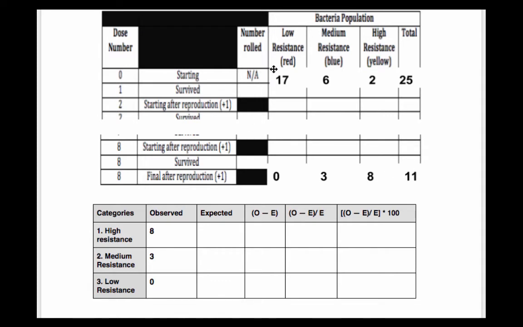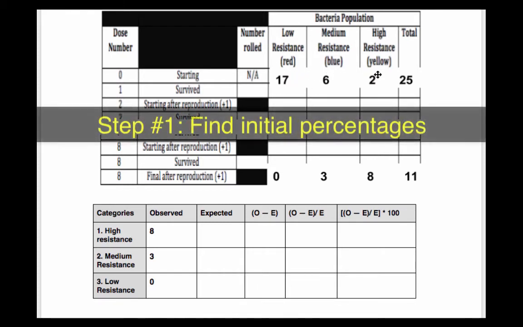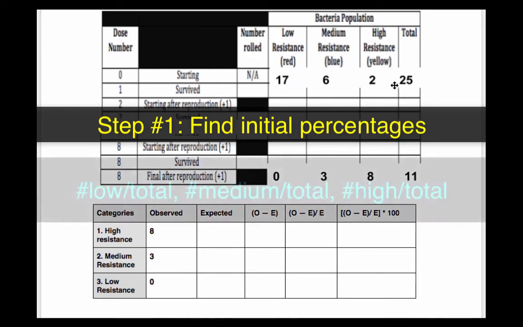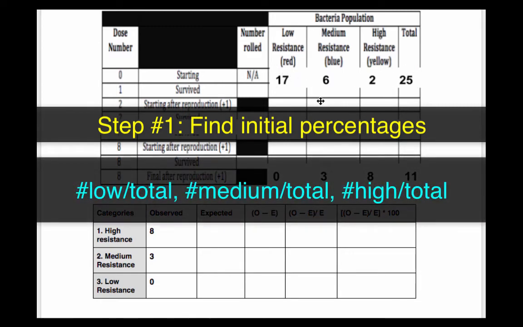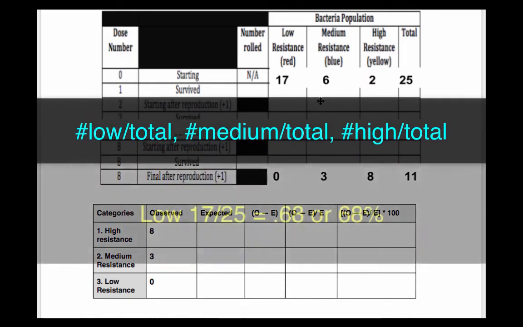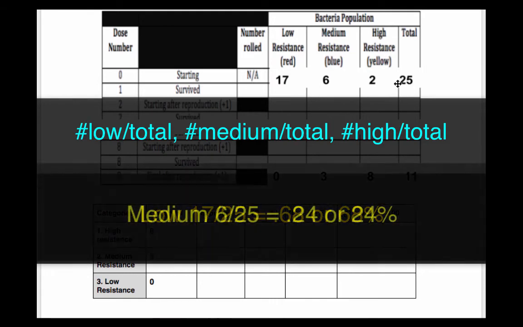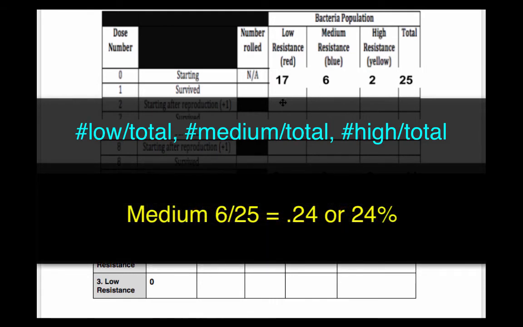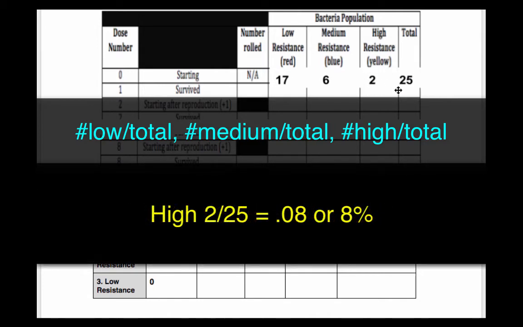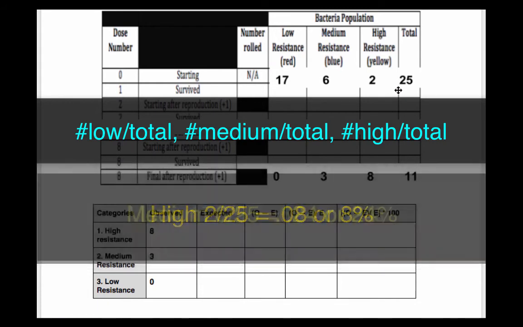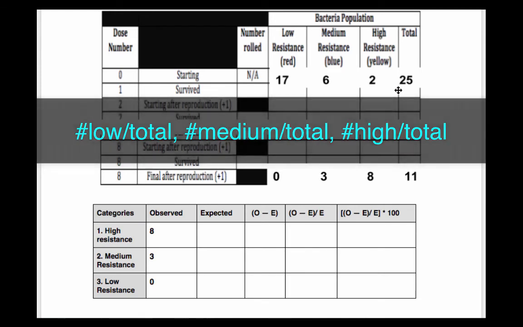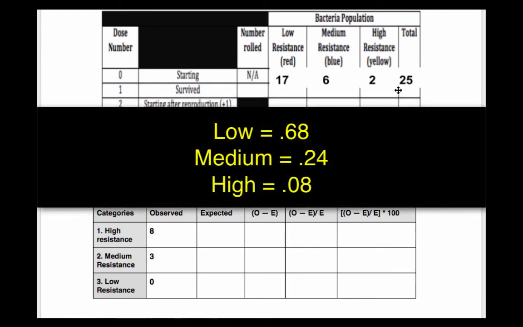So how do we do the math? Well, the first thing we're going to do is find out the initial percentages of each type of bacteria. To do that, we take our 17 divided by our 25, and we get 0.68, which is the same as 68%. Then we take our 6 divided by our 25, we get 0.24, which is 24%. Then we divide our 2 by 25, that's 0.08 or 8%. Now, actually using the decimals is fine. So we have our 0.68, our 0.24, and our 0.08.